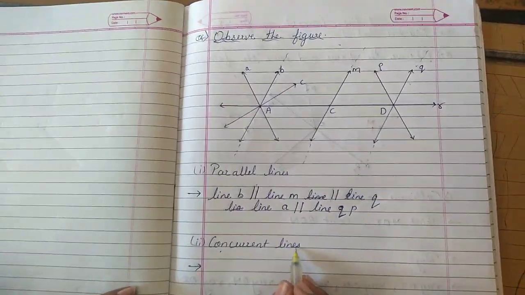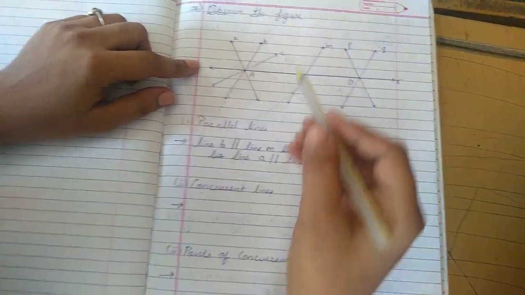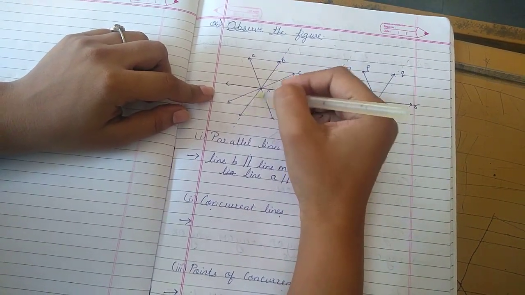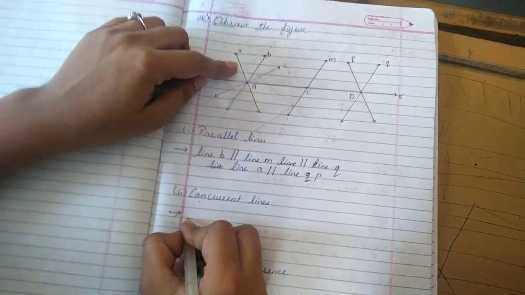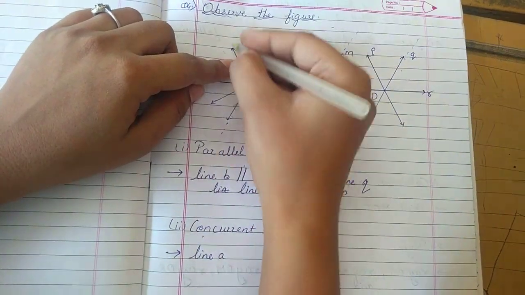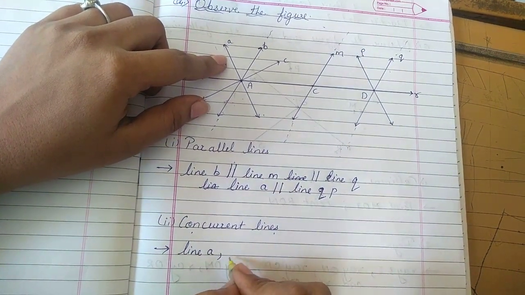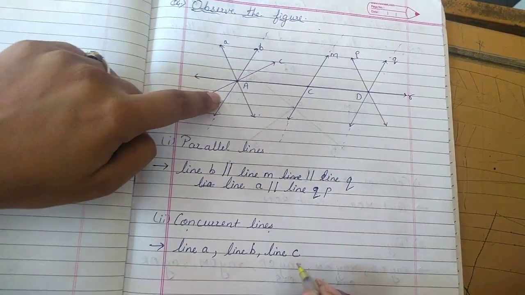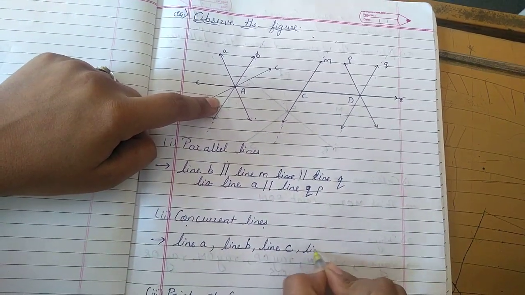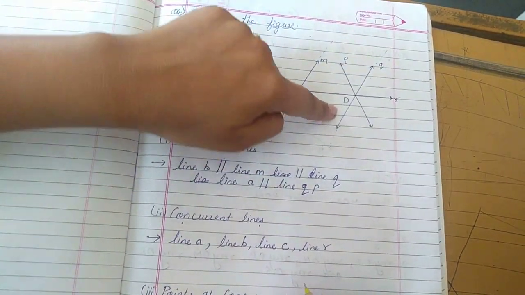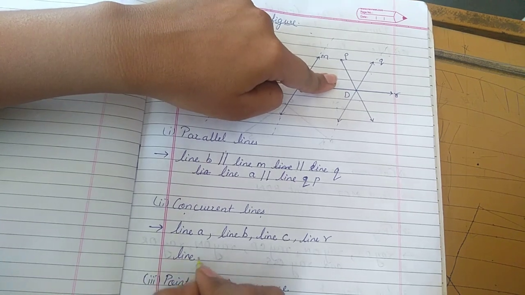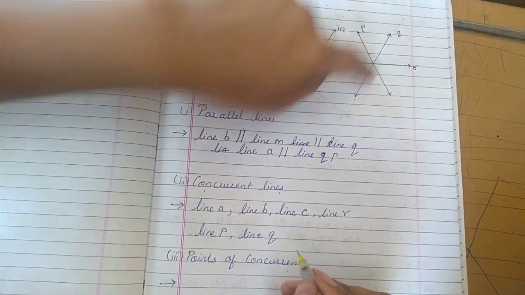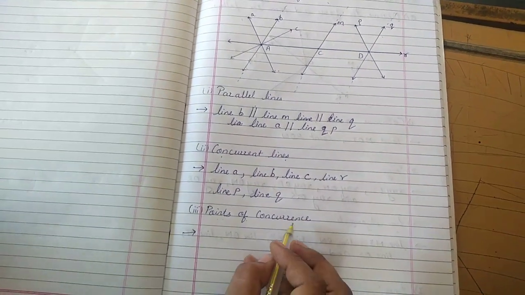Now concurrent line. Now we see concurrent line. Now concurrent line means at one point many lines are intersecting, that is concurrent line. Now see how you will write line A, line B, line C. This three is concurrent line and this R also. Now another, this line P and line Q. This is concurrent line.